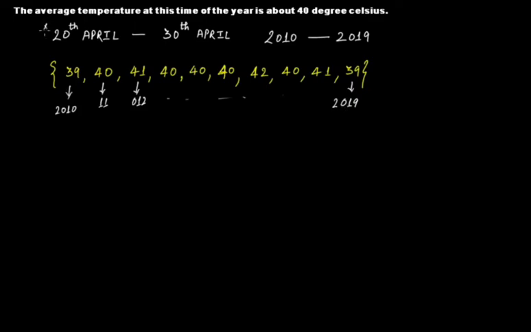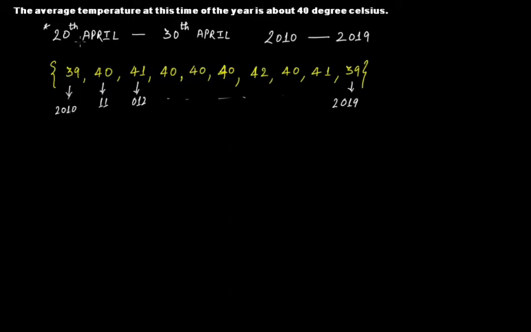For this particular period, we have recorded the temperature starting from 2010 to 2019, and this has been represented in the form of a set. So this set contains data, and this data is values of temperature for this particular period starting from 2010 to 2019. Now, does this mean that for each and every year during this period the temperature was 40 degrees Celsius? No, you can clearly see that.